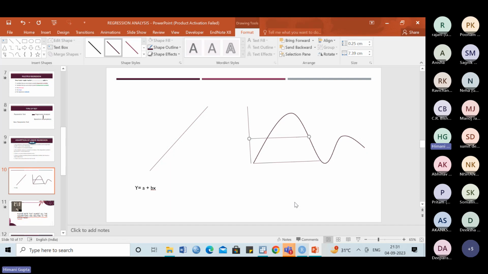Let me give you one more example over here. Let's say we are comparing the experience, whatever experience you are having, with your salary. I am saying as the experience increases, your salary increases. Is this true or not? As the experience increases, your salary increases. Is this fine? Yes, ma'am. No, it's not fine.